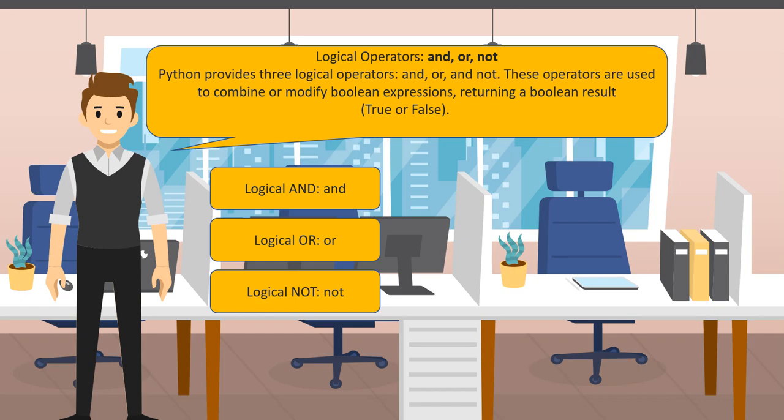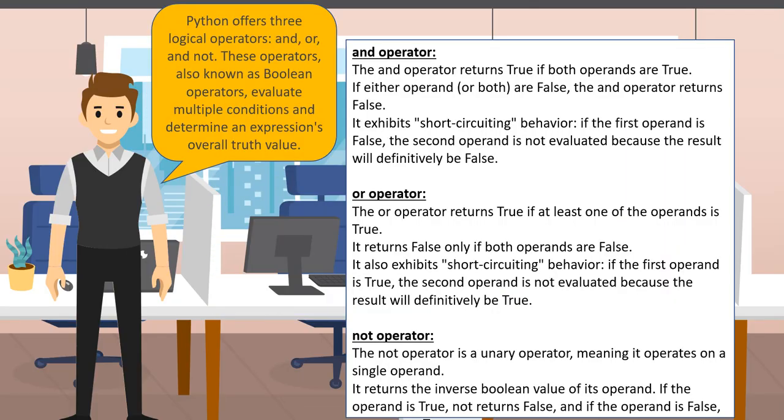Logical operators: and, or, not. So logical and, logical or, logical not. With and, both conditions have to be true. With or, either one of them has to be true. With not, whatever is true or false, it will invert that outcome. That's the not operator.